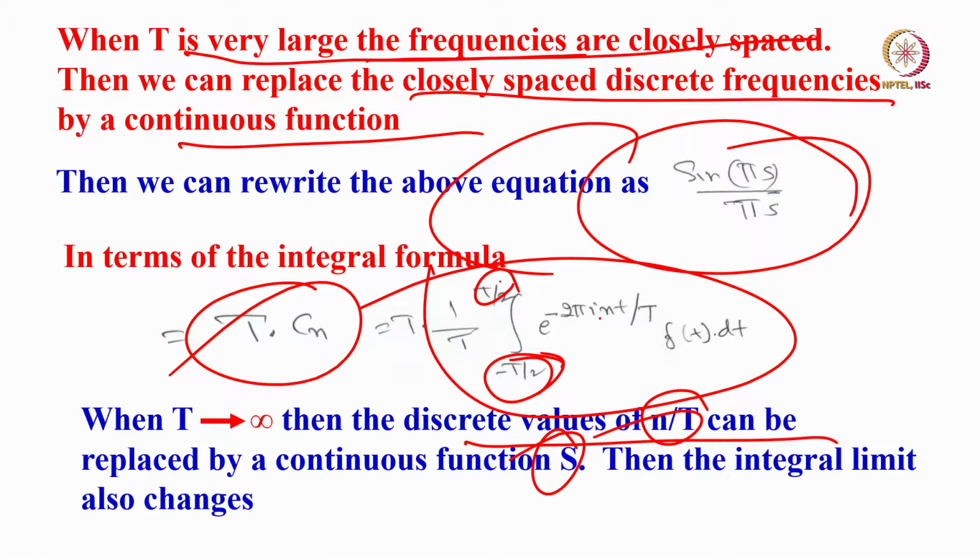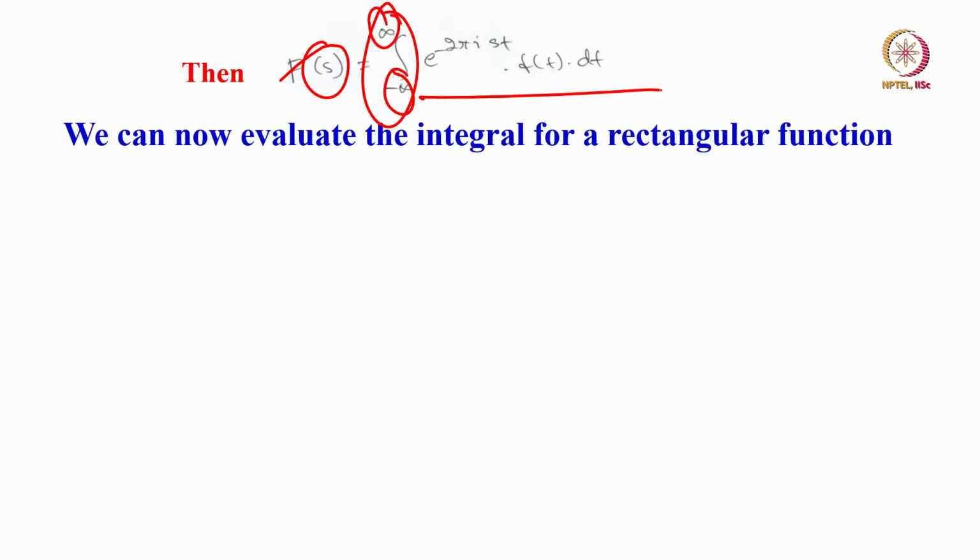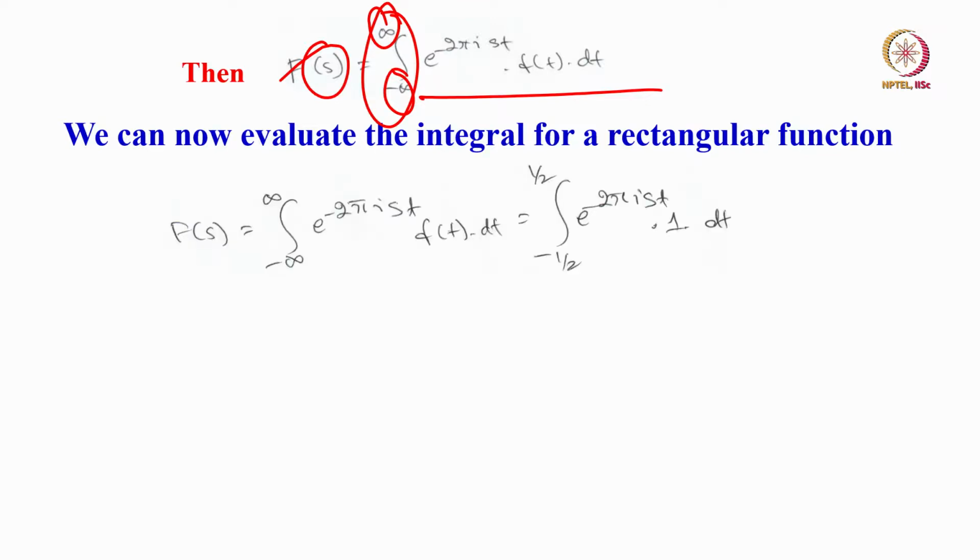Instead of minus t by 2, I can go from minus infinity to plus infinity also. So accordingly I will change it. I will call this function a continuous function s. Instead of f of t, I call it f of s, because it is continuous. I call it some other function, and now change the integral from minus infinity to plus infinity. The same thing remains. Now we can evaluate this integral for a rectangular function very easily.